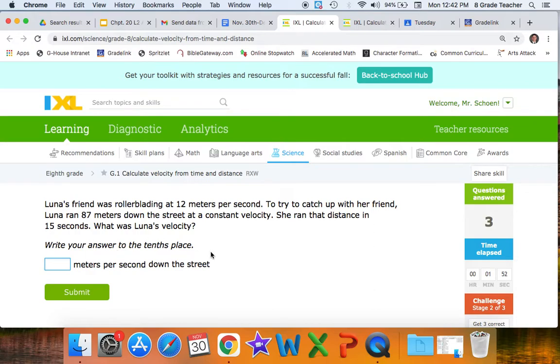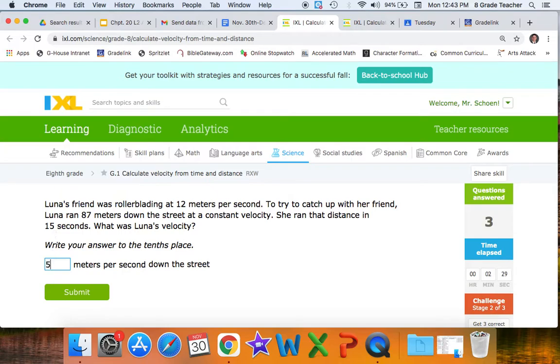Luna's friend was rollerblading at 12 meters per second. To try and catch up with her friend, Luna ran 87 meters down the street at a constant velocity. She ran that distance in 15 seconds. What was Luna's velocity? Notice here, the only way they're trying to throw you off in terms of your critical thinking is giving you two different pieces of information. It says Luna's friend is rollerblading at 12 meters per second. Luna is now running 87 meters in 15 seconds. So you take these two pieces of information instead of this first overall speed, and you're trying to calculate what the speed of the second piece of information is. So 87 meters in 15 seconds. You take 87 divided by 15.